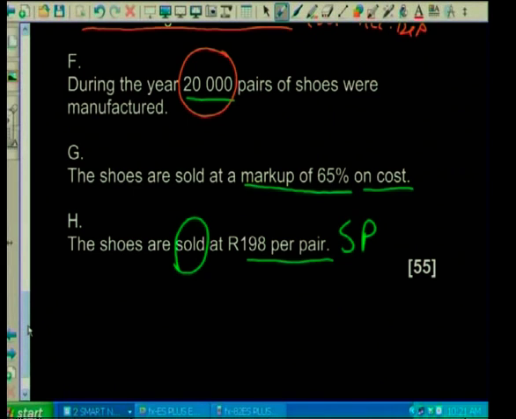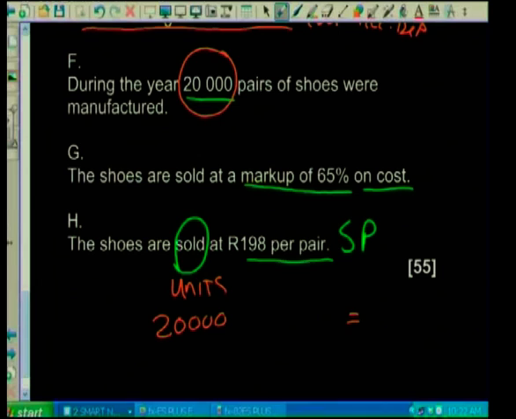Right, so taking this information into account, how can I use this information? I know that the business has manufactured 20,000 pairs of shoes. We are trying to calculate the total cost of production for the year, the cost of production in terms of your finished goods. So this is my units that were manufactured.